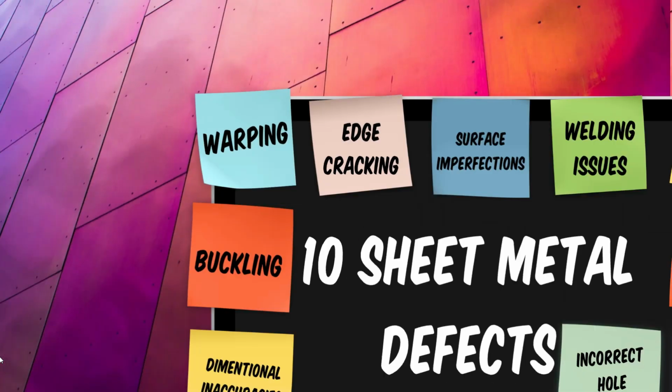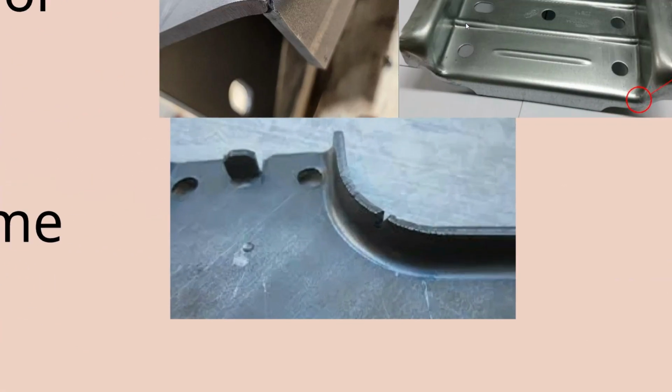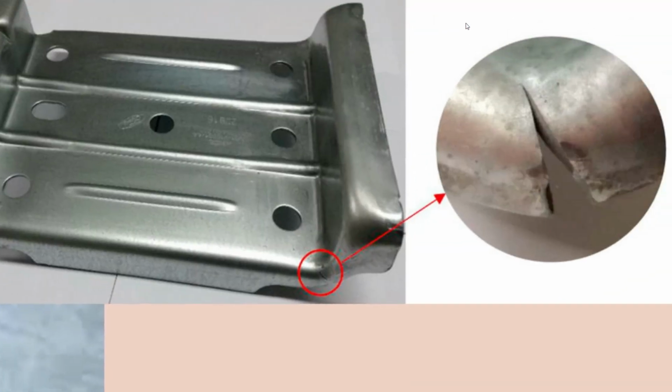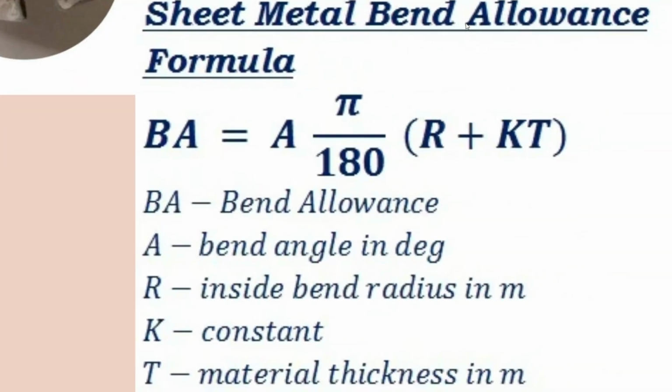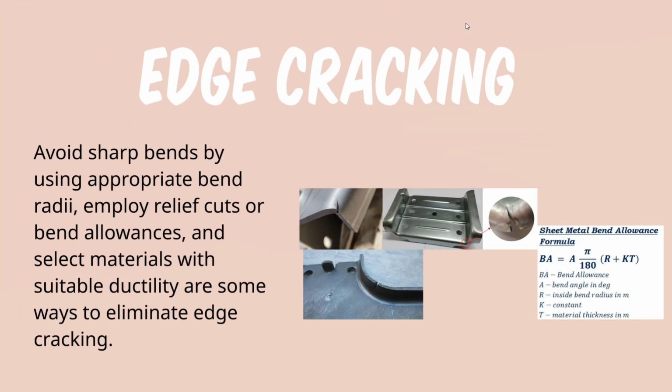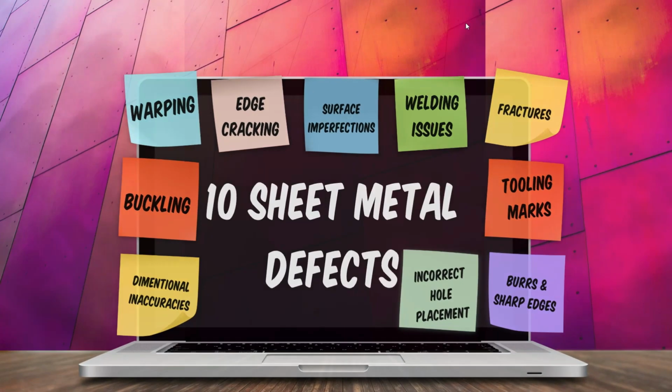4. Edge cracking. Edge cracks are longitudinal cracks located near the edges of the component. Avoid sharp bends by using appropriate bend radii, employ relief cuts or bend allowances, and select materials with suitable ductility are some ways to eliminate edge cracking.